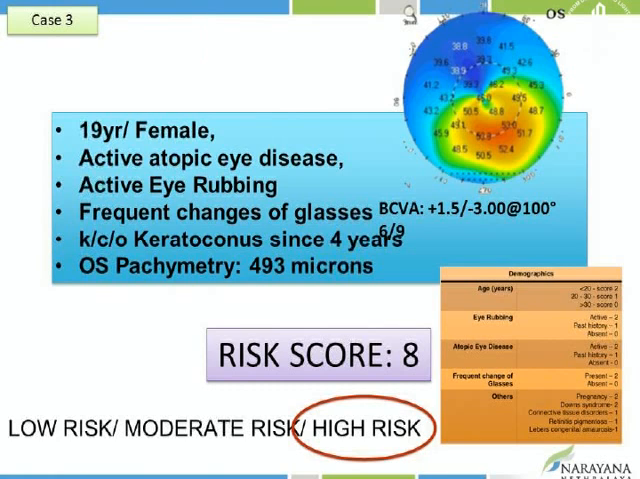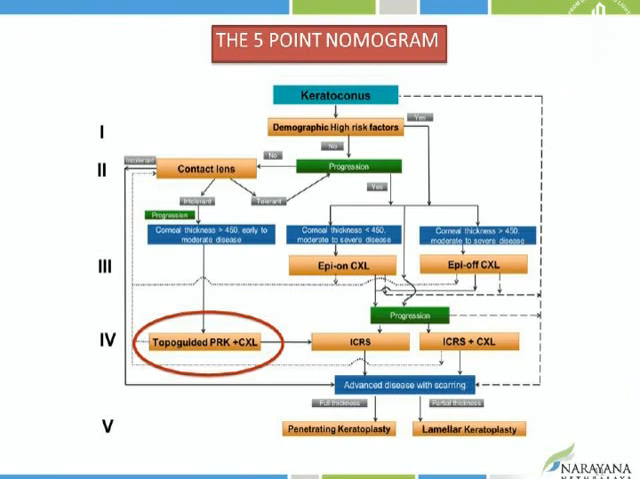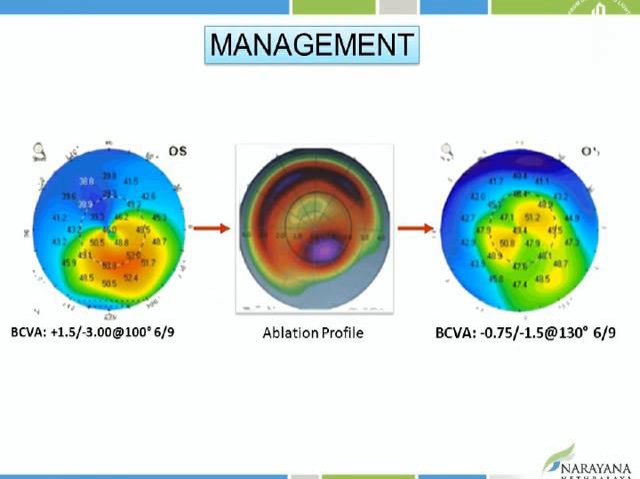Coming to the third case, a 19-year-old female with active atopic eye disease and active eye rubbing. She complains of frequent change of glasses. She is a known case of keratoconus since 4 years. Based on all these risk factors, her total risk score was 8, and she therefore comes in the high risk group. Based on the 5-point nomogram, we decided to go aggressive and go with topo-guided PRK combined with the cross-linking procedure. This is her preoperative topography based on which an ablation profile is designed, and this is her topography post-operatively after the TPRK, after which a cross-linking procedure was also done.